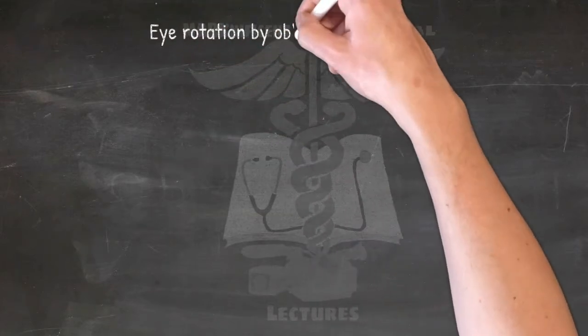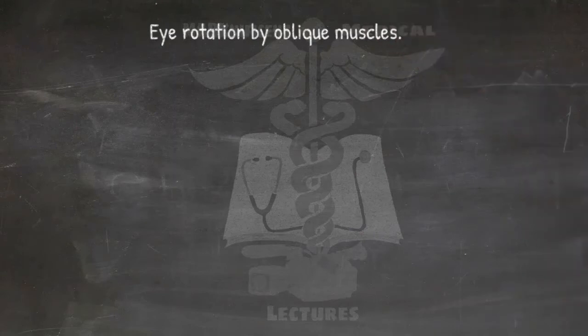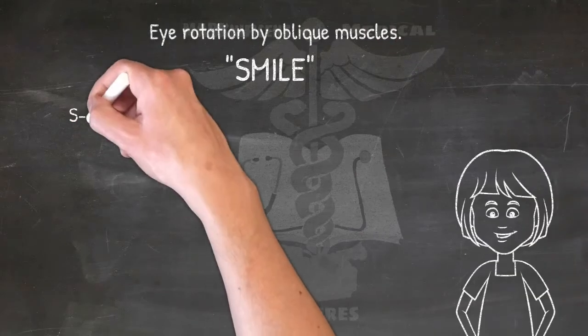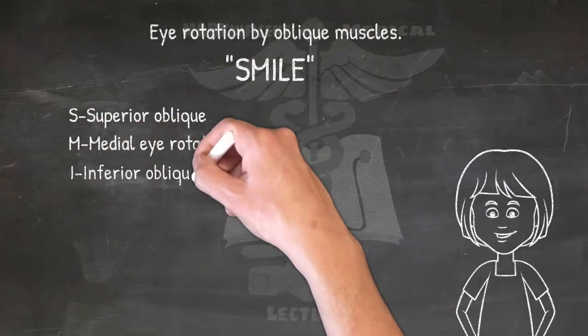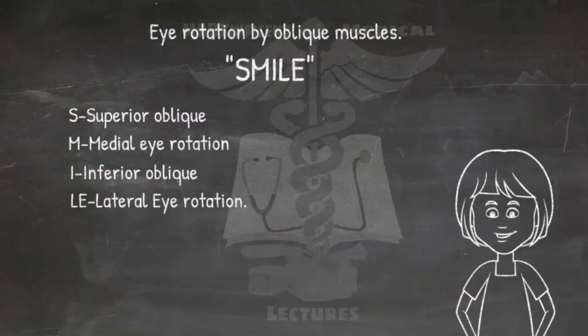Eye rotation by oblique muscles. Smile. Superior oblique for medial eye rotation. Inferior oblique for lateral eye rotation.